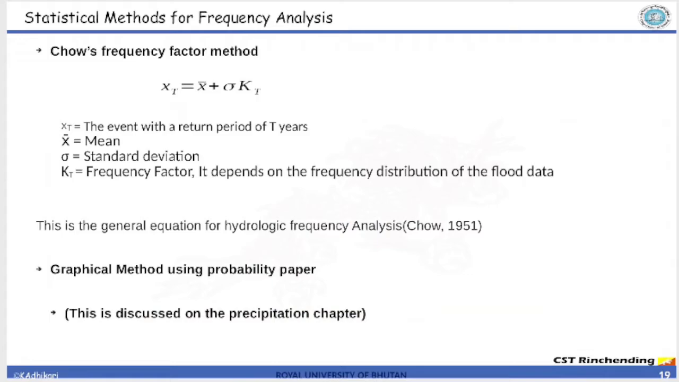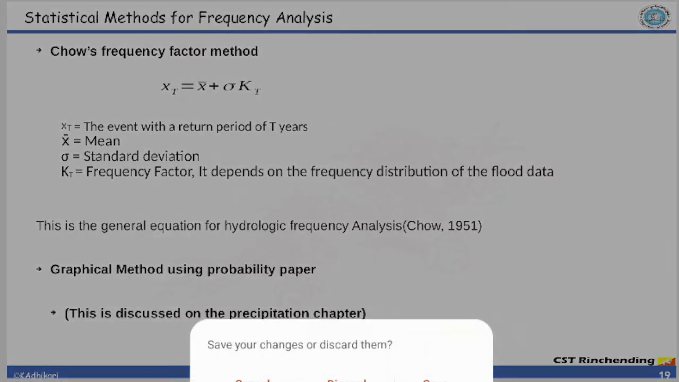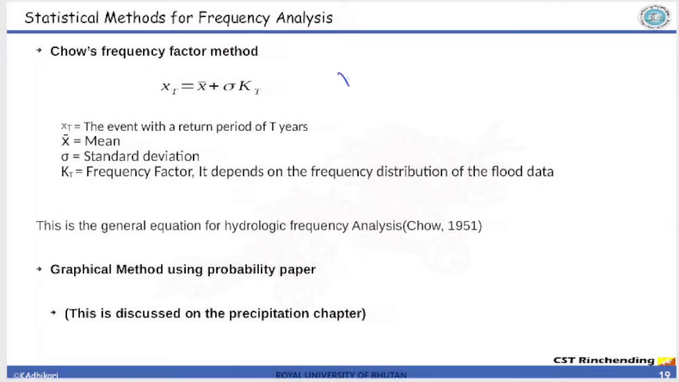One method was proposed by Ven Te Chow, which says that the magnitude of a flood with a return period of some time T is equal to x bar, where x bar is the average value of all the data that you have, plus the standard deviation times the frequency factor.